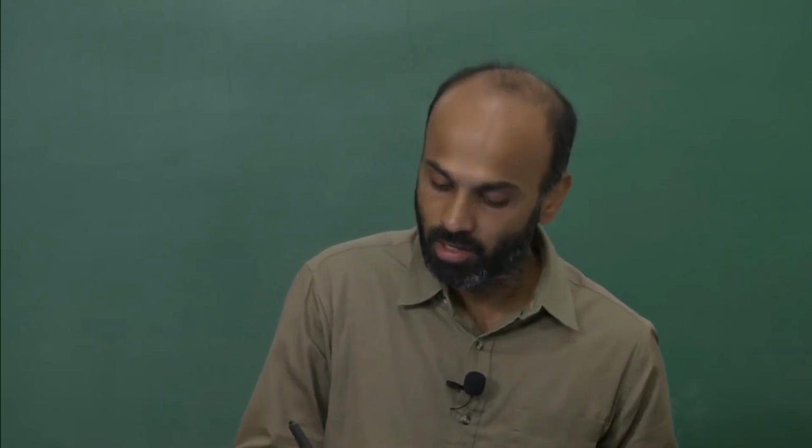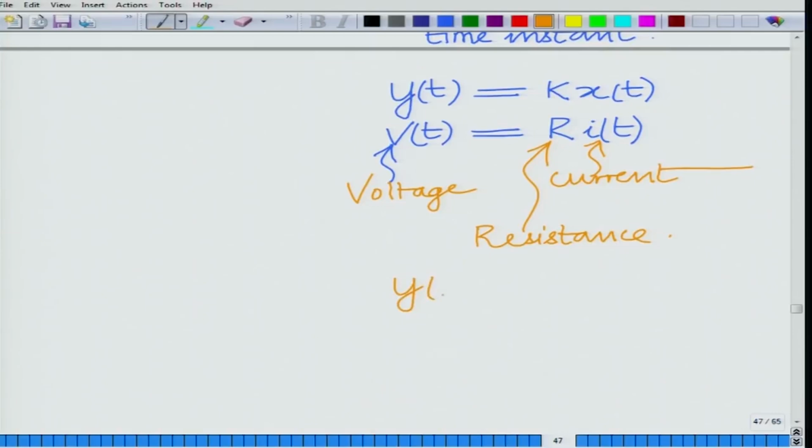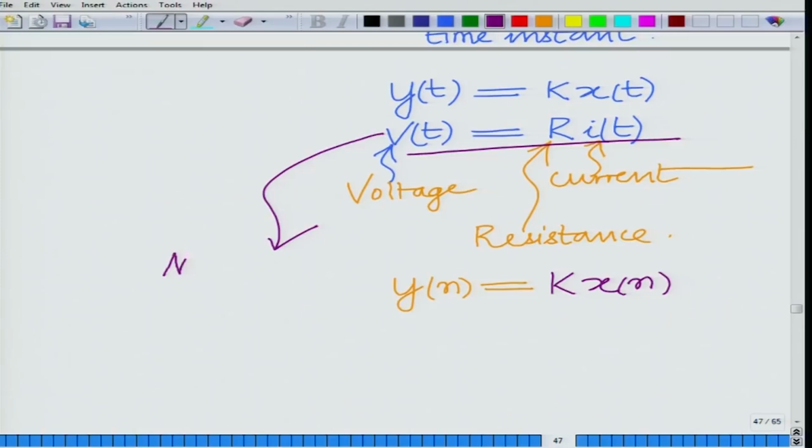So, this is a classic example of a memory less system. Similarly, for a discrete time signal, I can have y of n equals some constant k times x of n. Again, this is an example of a memory less system. All these are examples of memory less systems.